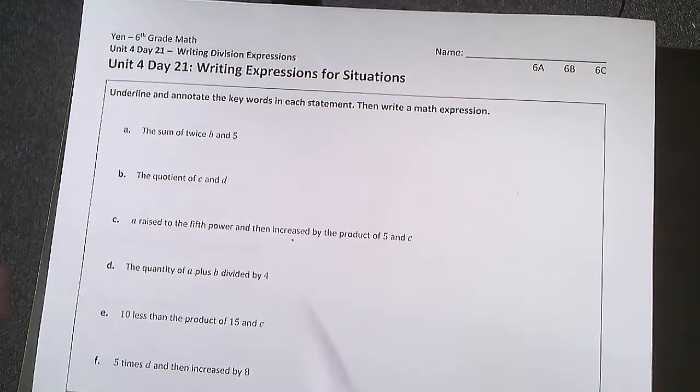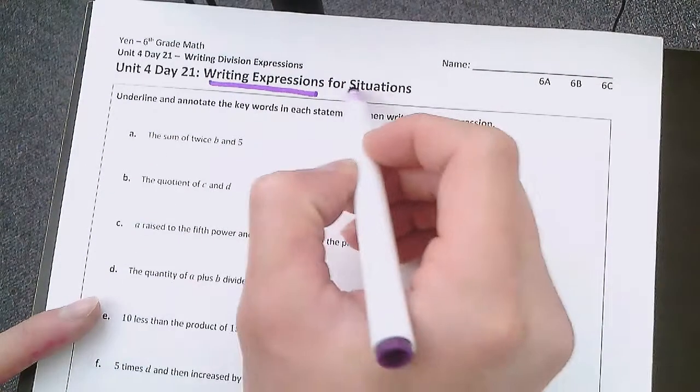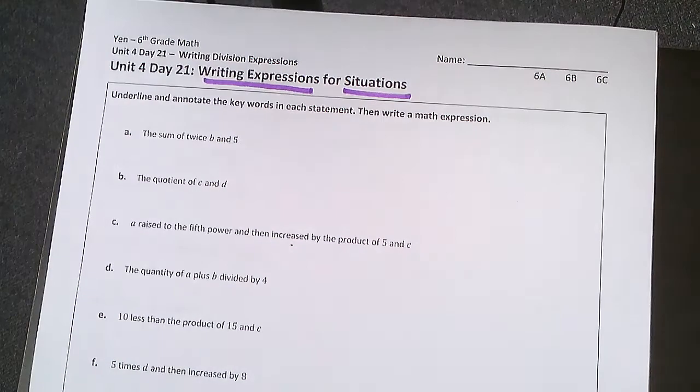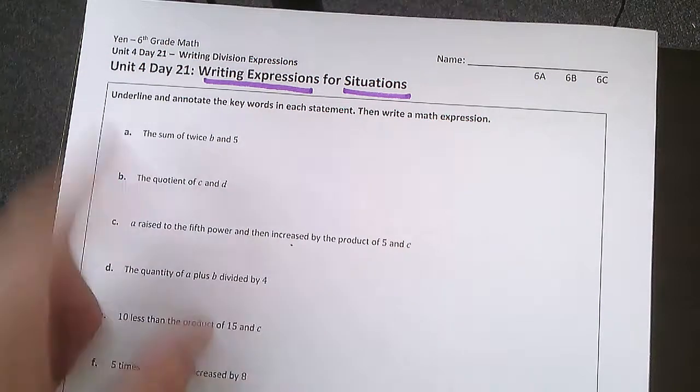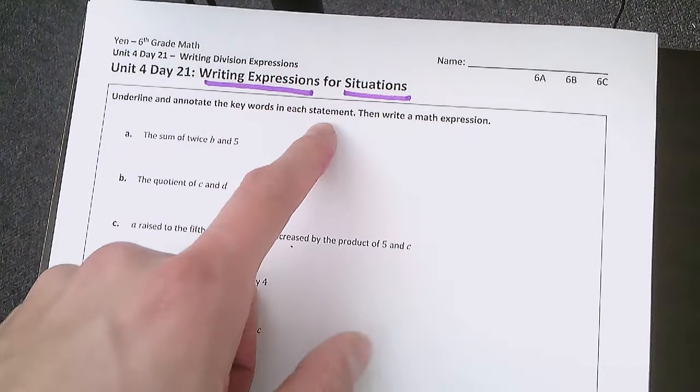And today we're going to be continuing our work with writing expressions, and we're actually going to be practicing with writing it for situations. First, we're going to start with practicing underlining and annotating keywords that we see in a statement. Here's how we're going to do that.